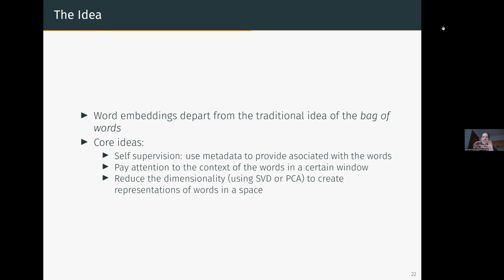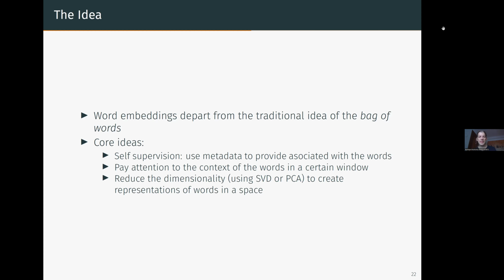So the meaning of a word is decided by what words are around it. The idea is that a word is embedded in a certain context. When we read a text, the meaning of a word is basically decided by the context it is in, right? For example, in the sentence above, "word embeddings depart from the traditional idea of the bag of words," we see that the word bag here is meant as an idea, not as an actual physical bag. That's clear from the sentence.